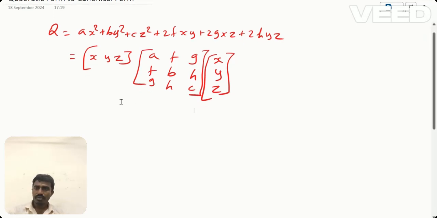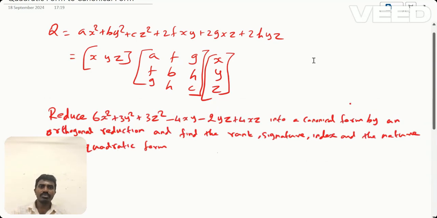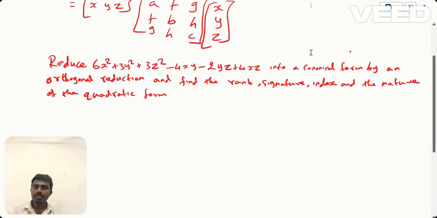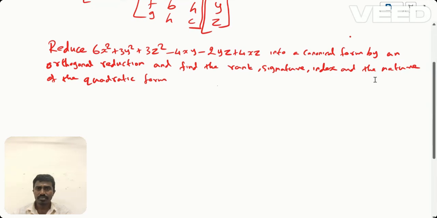Now we will see how to reduce the quadratic form to canonical form. Canonical form means only the square terms will be there. There are no xy, yx, zx terms. So this is the problem. Reduce 6x square plus 3y square plus 3z square minus 4xy minus 2yz plus 4xz into a canonical form by an orthogonal reduction or orthogonal transformation, and find the rank, signature, index, and nature of the quadratic form.